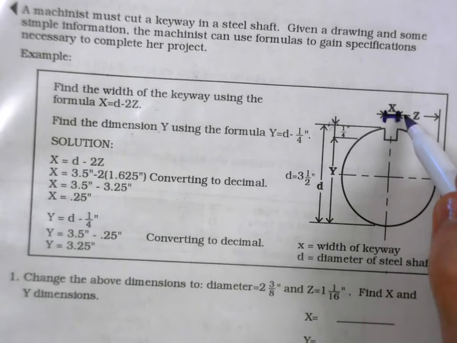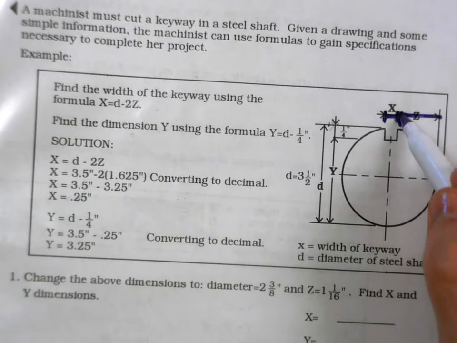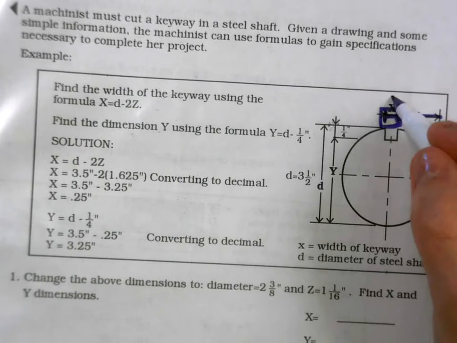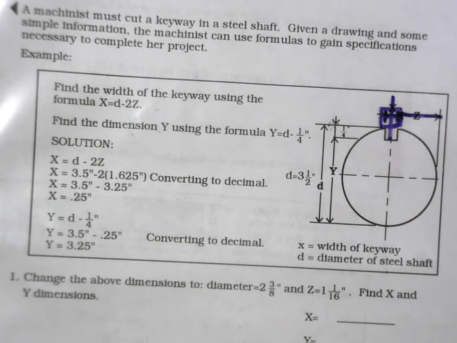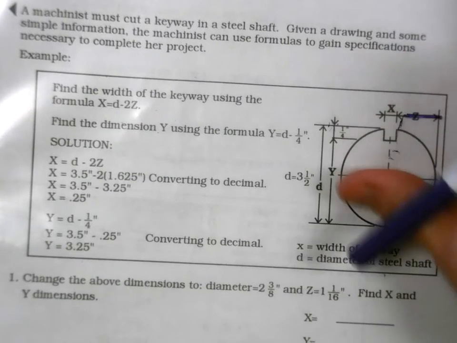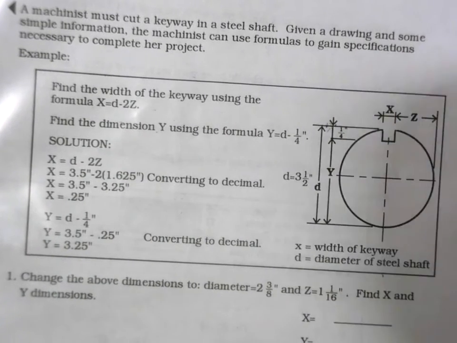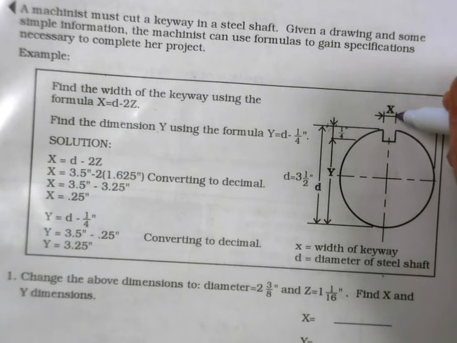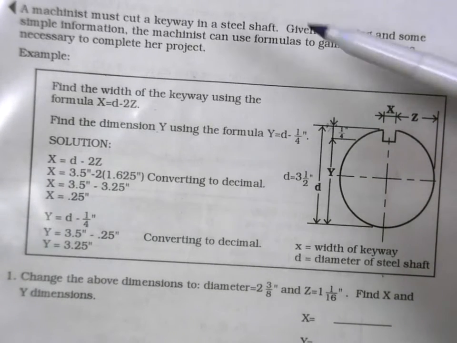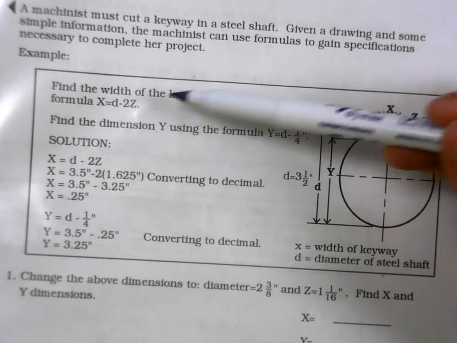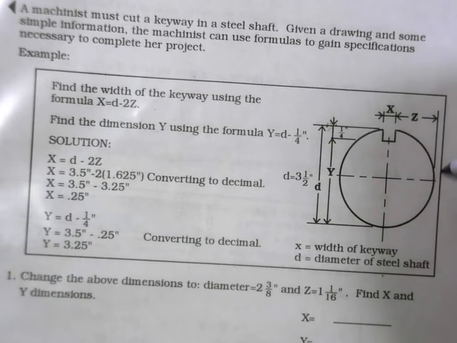No, I'm saying Z is like the radius. Z is the radius minus half of the notch because the notch is centered, right? Well, let me look at that, because to me, this doesn't look like the Z goes all the way to the middle. No, it goes to right here from what I'm looking at in the diagram.